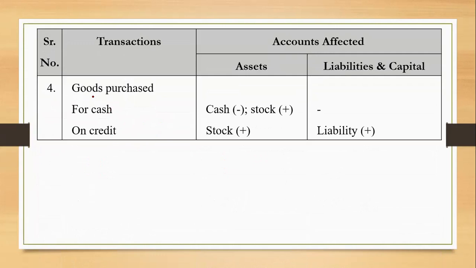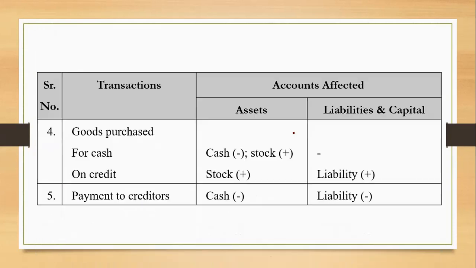Fourth one is goods purchased. Similar to what we have done for asset purchase, if goods are purchased for cash, my cash balance reduces, and because goods come in, stock increases. But if the same goods are purchased on credit, stock will increase, but because the goods are purchased on credit, my liability will increase. I'll have to pay to the creditors.